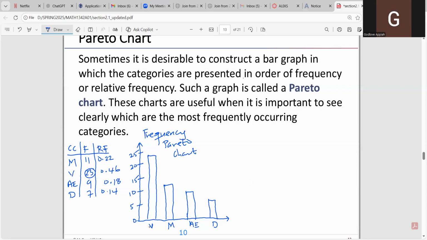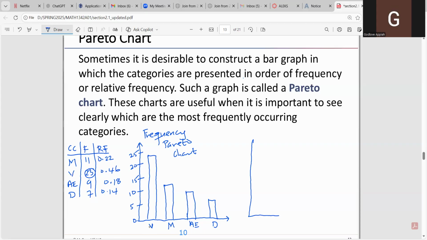All right. The reason why this is important is that it allows us to see very clearly and very easily which category occurs most frequently in the data and which category occurs least frequently in the data. If you look at this graph, you can clearly see that the Visa category is the most occurring category in the data set, and the least occurring is Discover. So that is one good importance of a Pareto chart. This is based off of the frequency. So let's have another one that is going to be based off of the relative frequency.